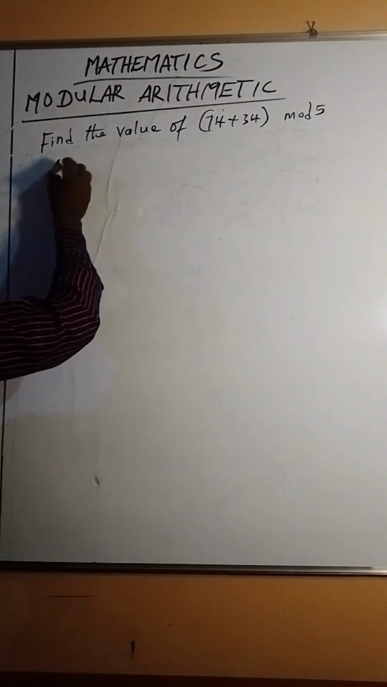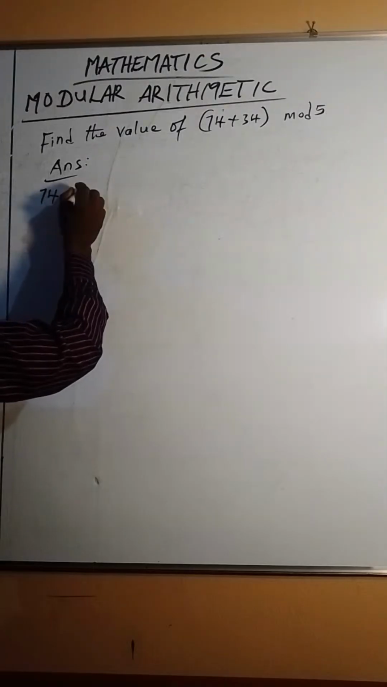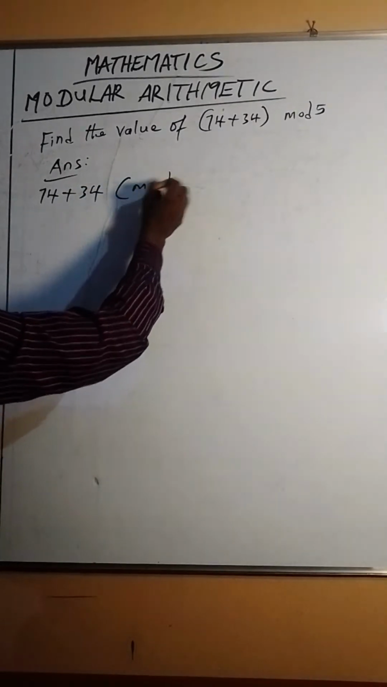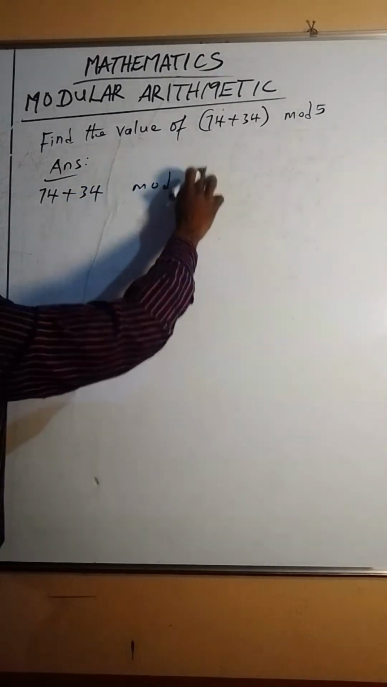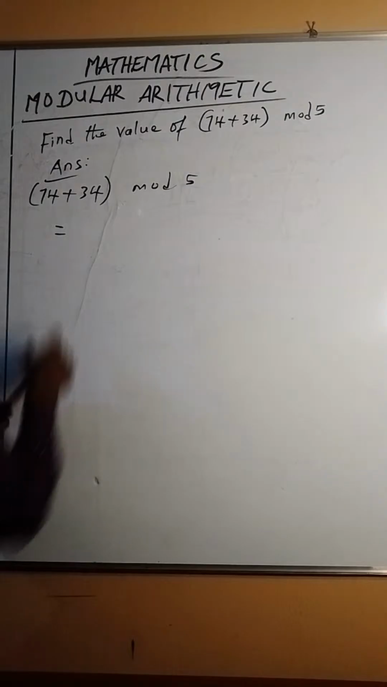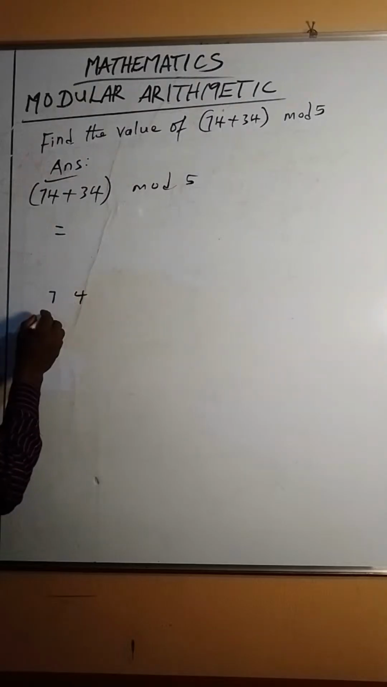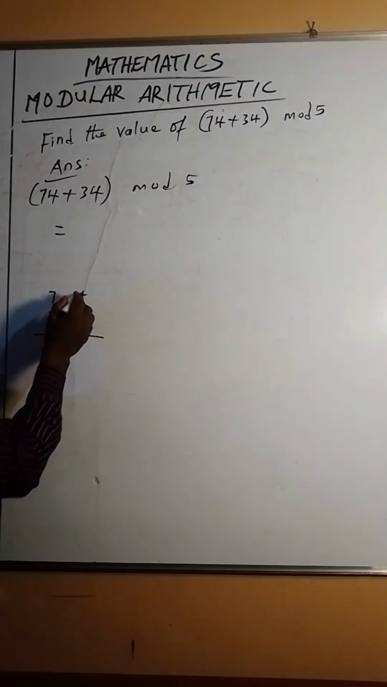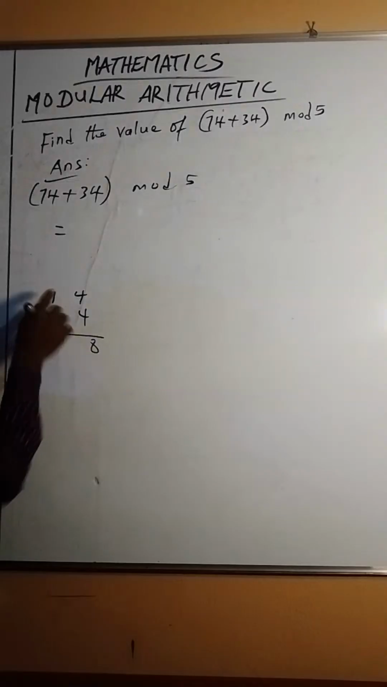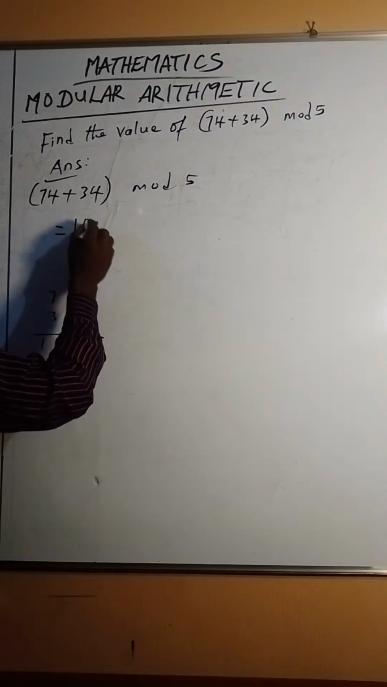So let's not waste time. Here we have 74 plus 34 in mod 5. To add these two together, when we add up 74 and 34, we get 4 plus 4 is 8, and 3 plus 7 is 10. So that is 108. So we're going to get 108.